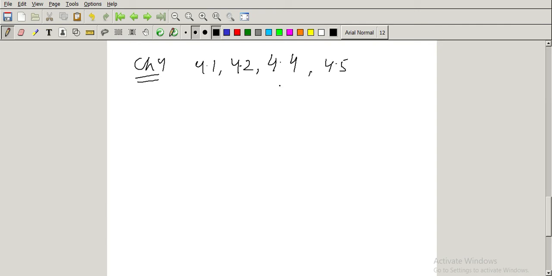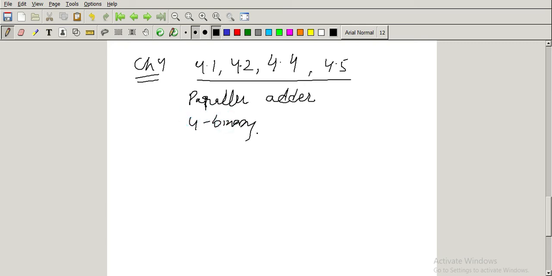So here we have the parallel adder and subtractor, and a 4-bit binary arithmetic circuit, which does all the operations of arithmetic calculations, right?